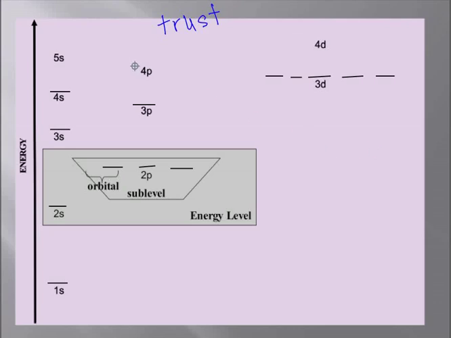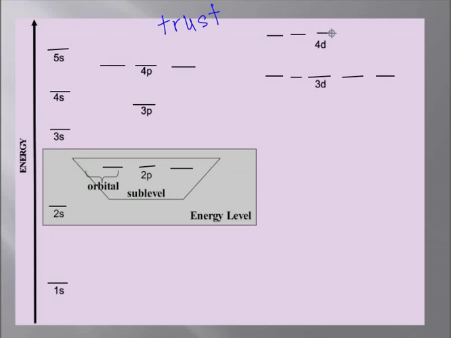Now, we're going to be able to determine this from our periodic table. So trust me for now that this is the order, and we will see that the periodic table gives us everything we need to know. And then again, here we go, filling the 4s before we do the 4d.